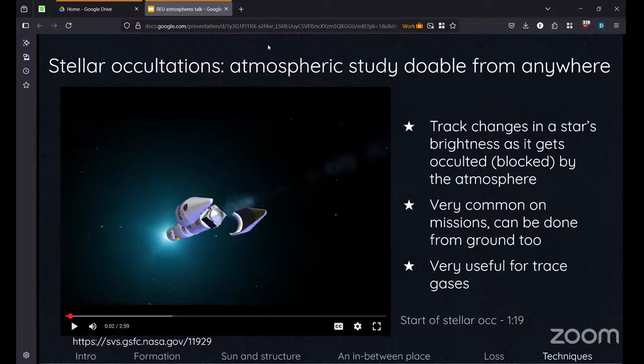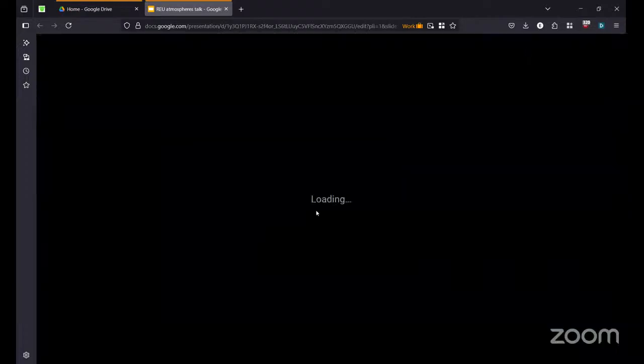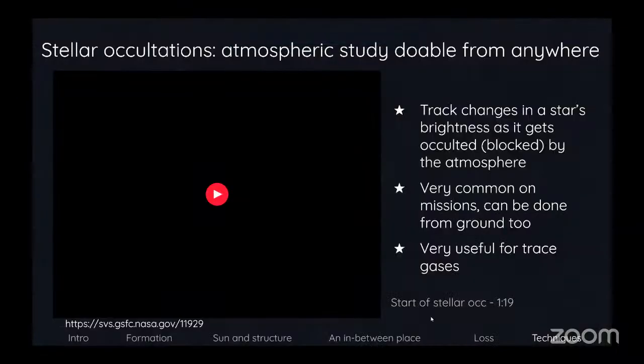Shoot, now I've lost full screen somehow. How do I go back to it? Okay, there we go.